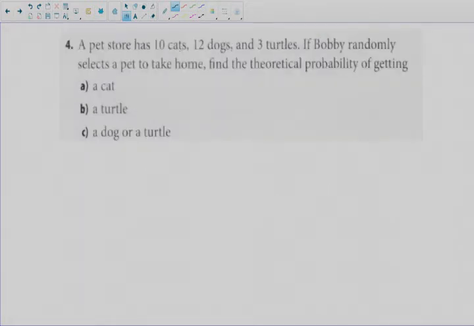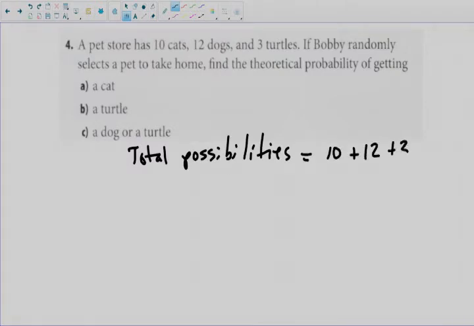A pet store has 10 cats, 12 dogs, and 3 turtles. If Bobby randomly selects a pet to take home, find the theoretical probability of getting a cat. Well, he's picking randomly, or she, I guess it could be a he or she, is picking randomly from these animals. Well, what are the total possibilities? So the total possibilities is equal to 10 plus 12 plus 3, which is 25.